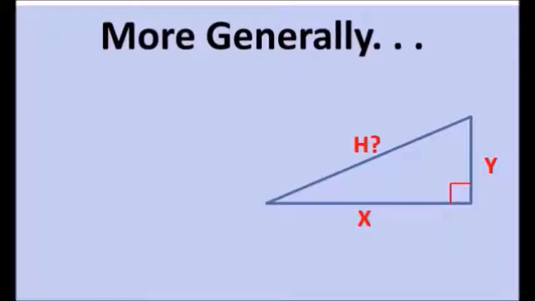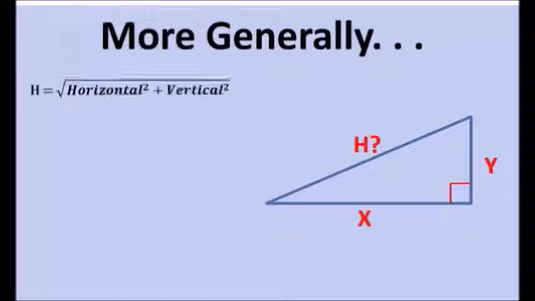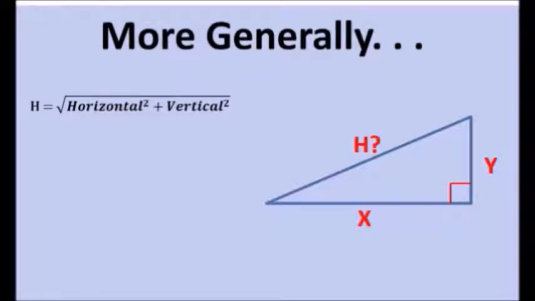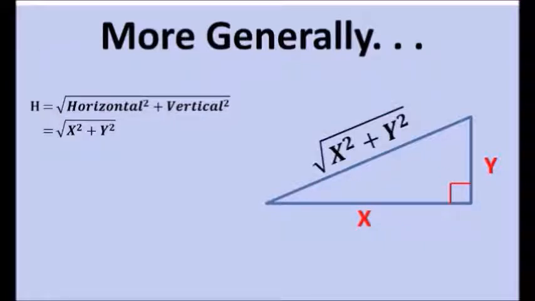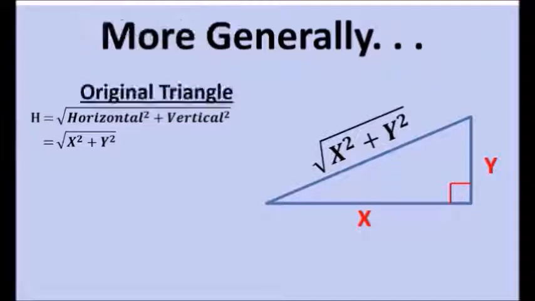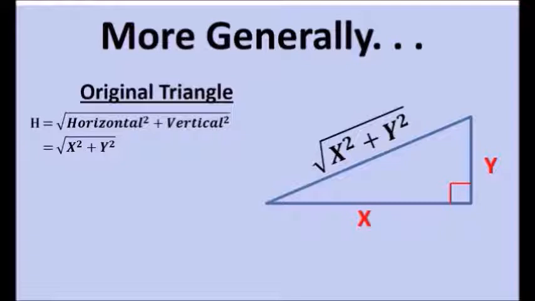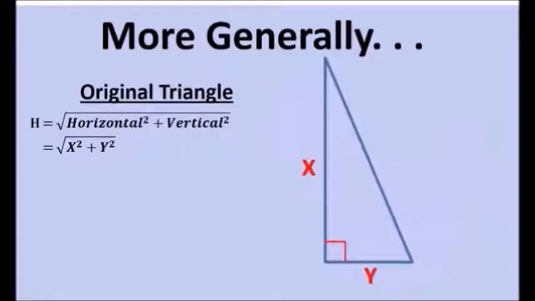More generally, we have a horizontal distance of x and a vertical distance of y. The Pythagorean theorem tells us that h is the square root of the horizontal distance squared plus the vertical distance squared, which in this case is our familiar square root of x squared plus y squared. So this is the general result for our original triangle, where x is the horizontal distance and y is the vertical distance. Now, if we reverse the horizontal and vertical distances like this, what happens to h?